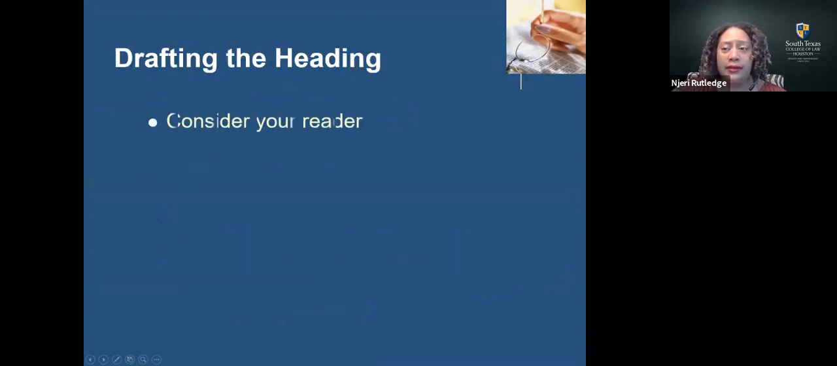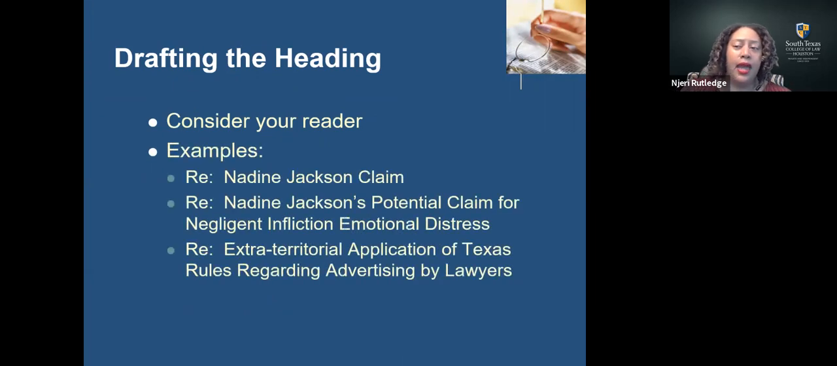How do you draft the heading? Think about your reader. Is it more helpful to just say Nadine Jackson claim in your firm, or is it more helpful to say Nadine Jackson's potential claim for negligent infliction of emotional distress? I would say the second example is much more helpful for your reader.